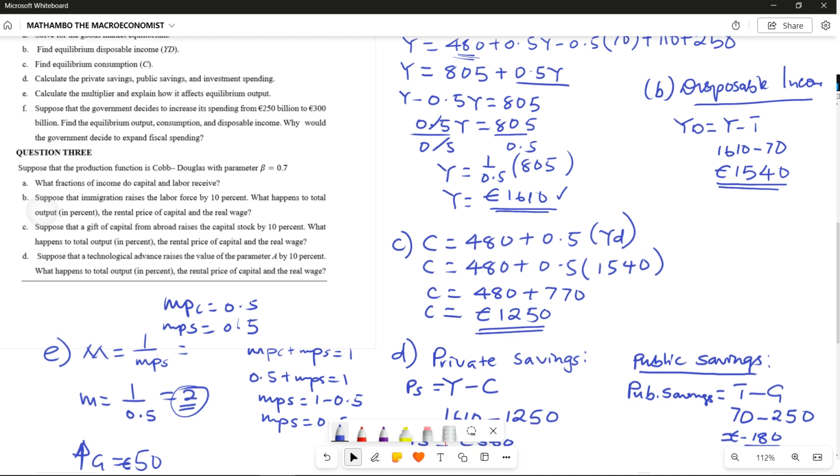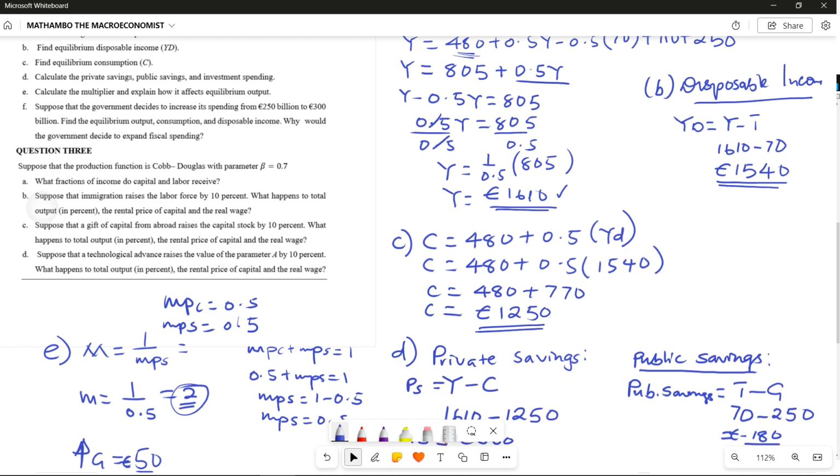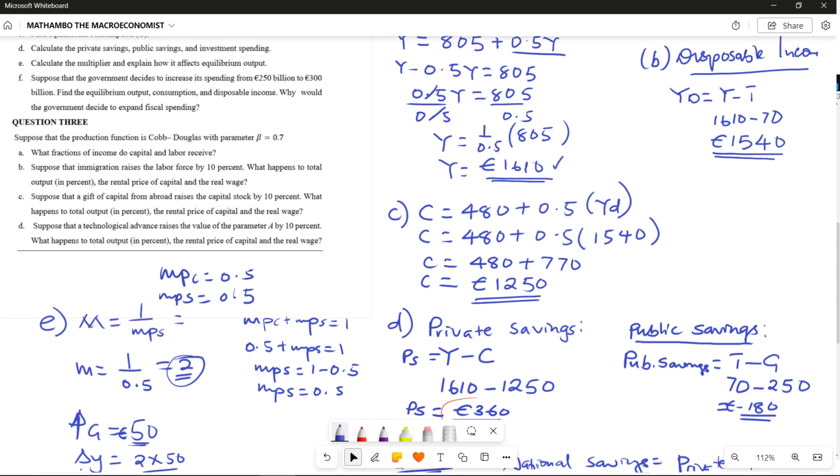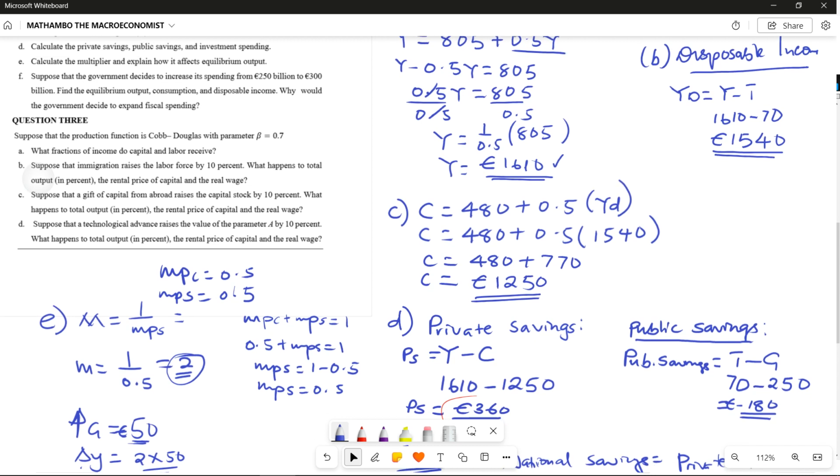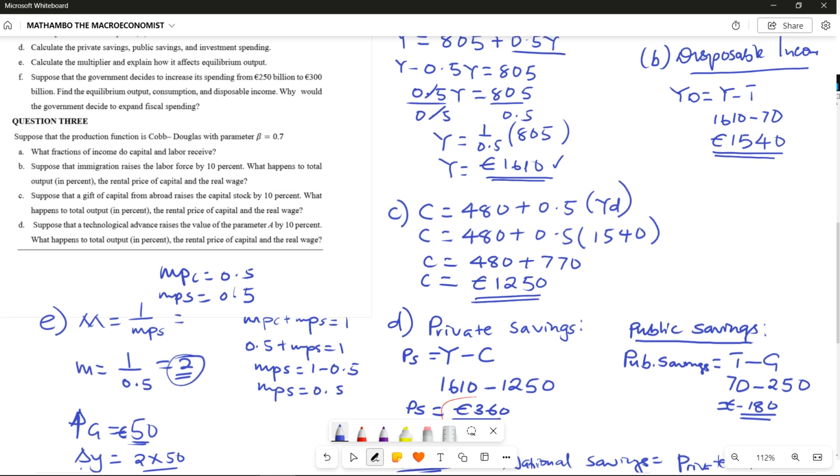Then question F. Suppose that the government decides to increase its spending from 250 billion euros to 300 billion euros.